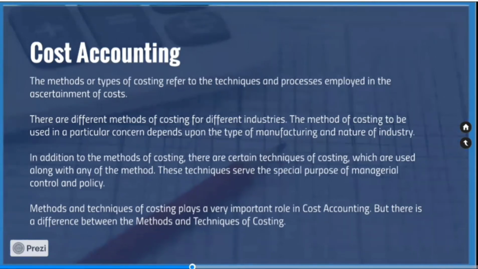Methods and technique of costing play a very important role in cost accounting. But there is a difference between the method and technique of costing. So to know more information about methods and technique of costing, we will go to the next presenter, who will explain more information. Here we go to the next presenter, which is Sirajuddin.